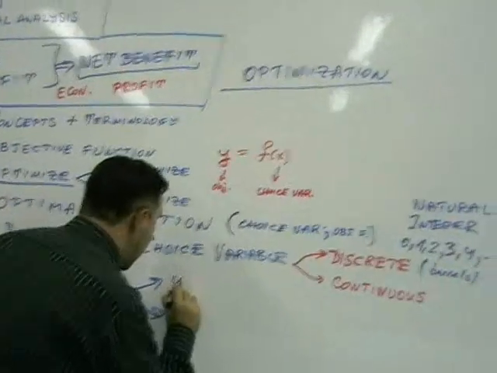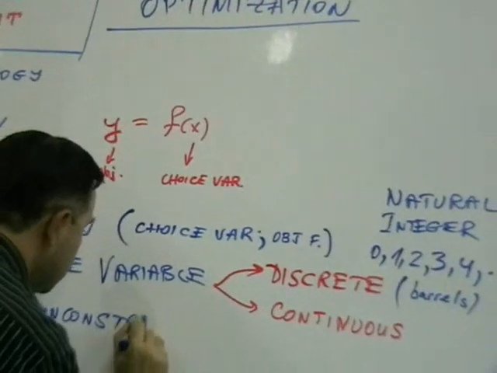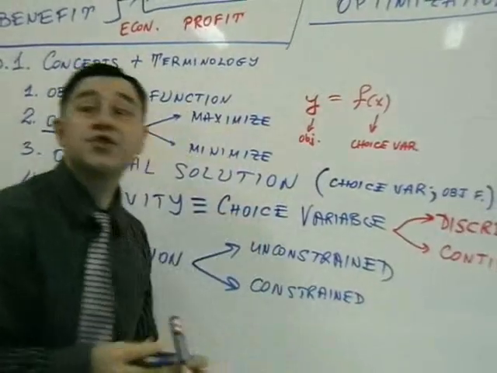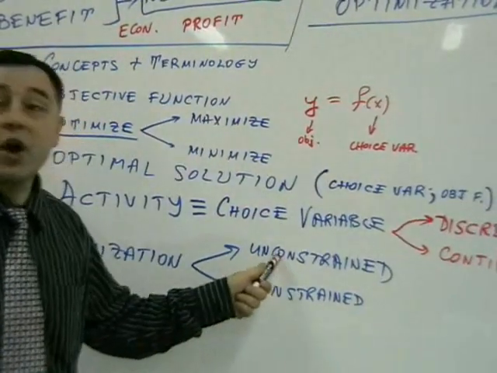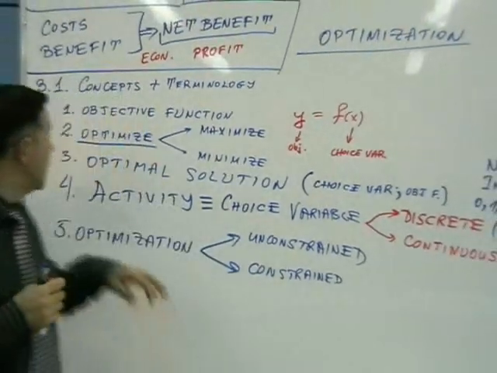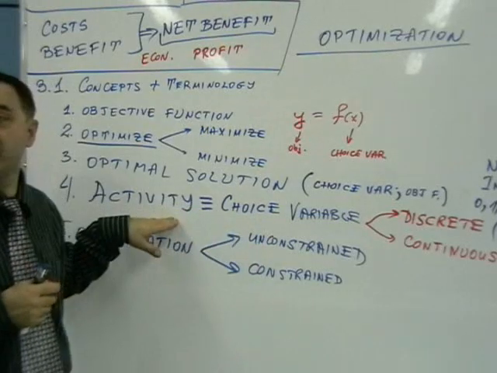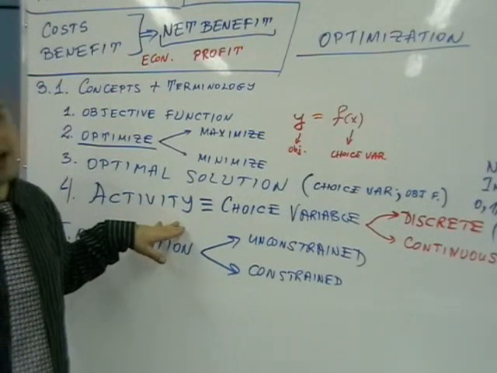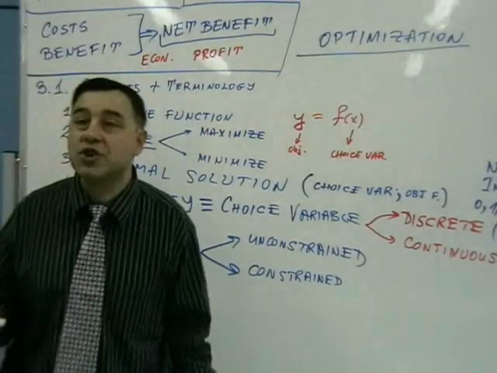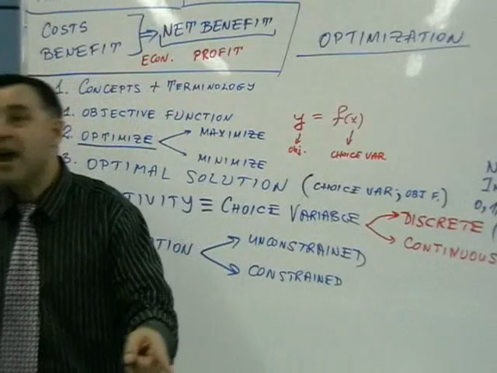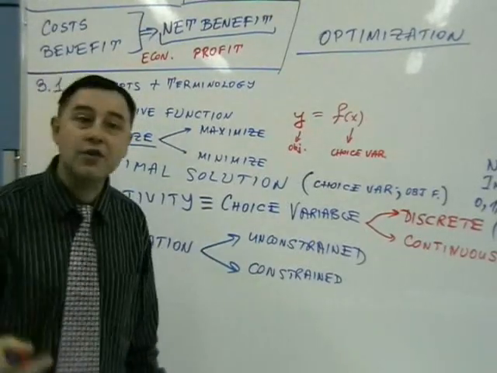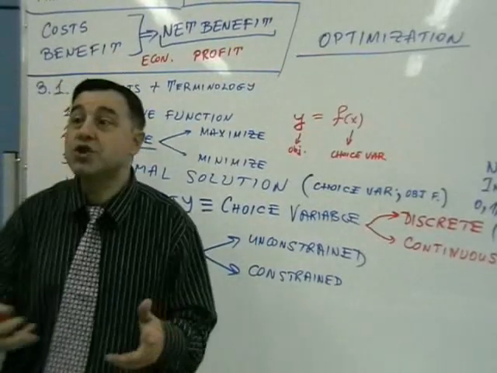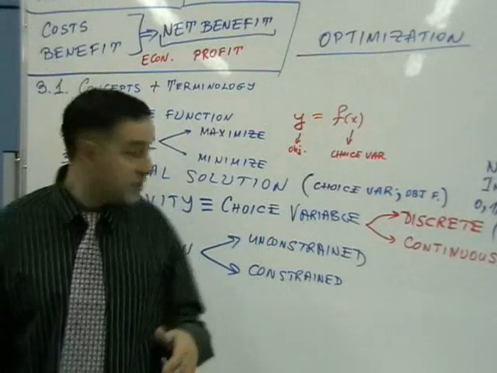The first one is called unconstrained, and the second one is constrained. Unconstrained optimization means that the choice variable or the activity could be any possible value, any real value, sometimes any positive value. So you're a manager and you can choose, for example, one barrel of oil or 100 or 1,000 or 1,000,000 or 5,000,000 or 10,000,000. You choose whatever you like.